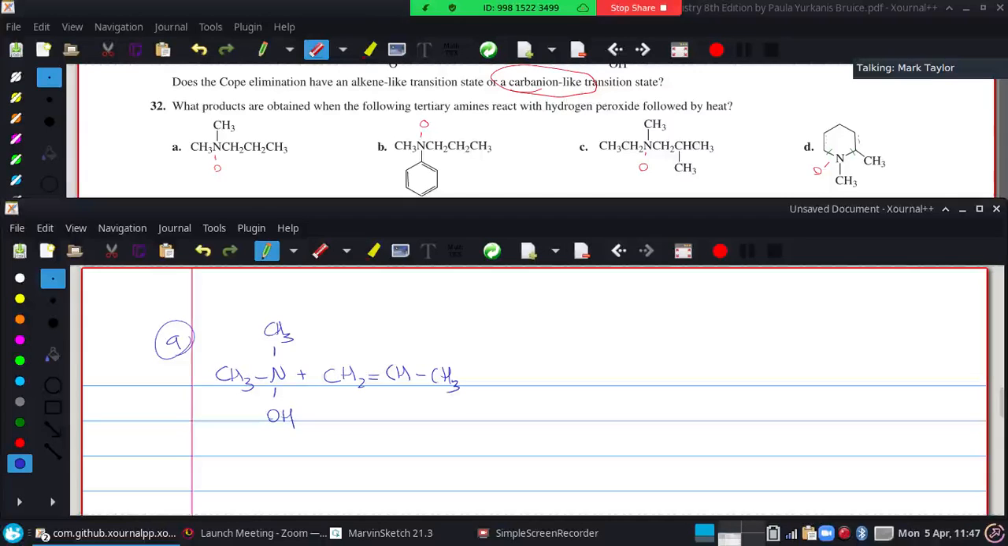We kind of do the same thing on B. It can't be that carbon gets ripped off, so it must be this one. So we know that one of our products is a CH3 connected to a nitrogen that's now an OH that's still connected to a benzene ring. And that CH2 is now double bonded to a CH and a CH3.